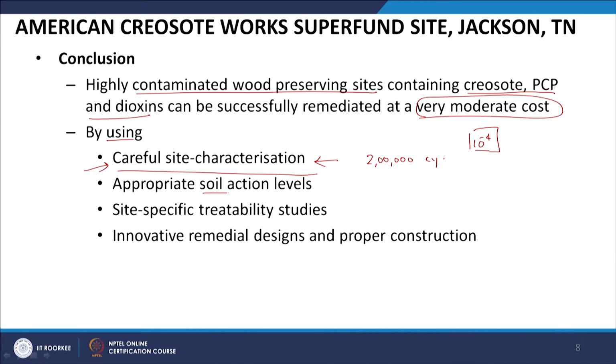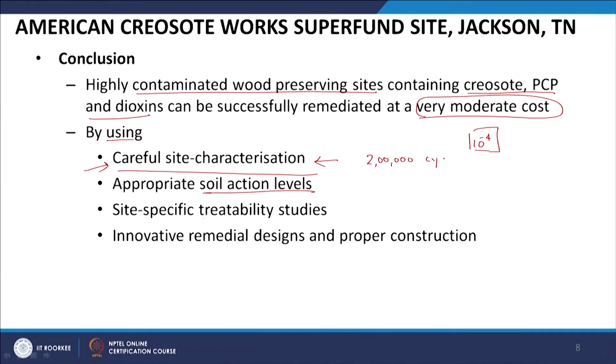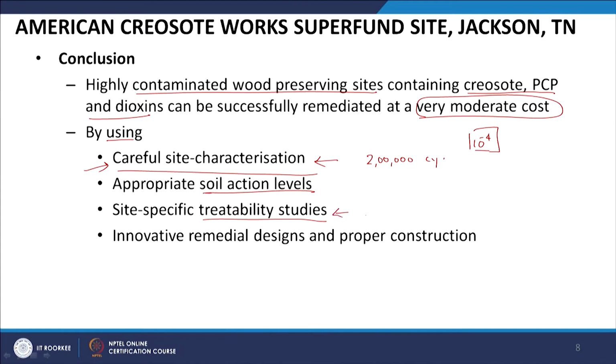So, again soil action levels, depending upon your particular objectives, right, and site specific treatability studies, as in obviously a study with respect to cement, fly ash and activated carbon on any soil obviously does not work out. We need to look at different batches from that particular site, right, and that is something that is critically important, and again some innovation in the remedial design and the relevant construction, right.